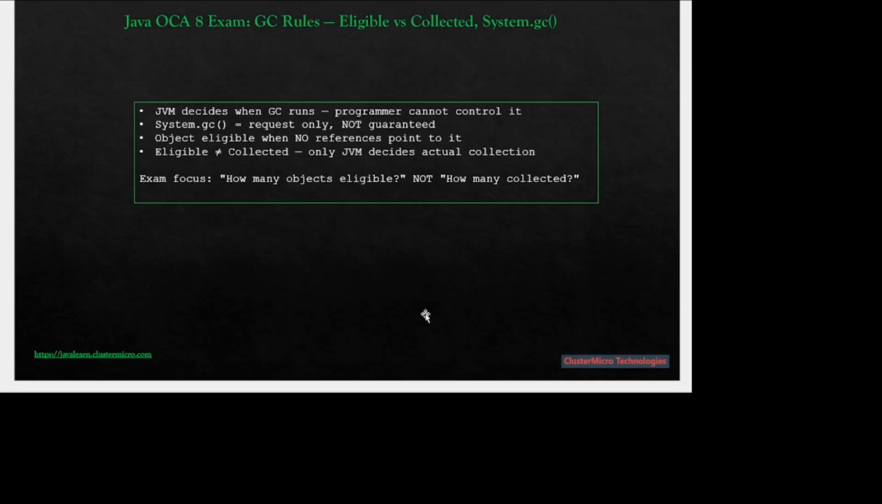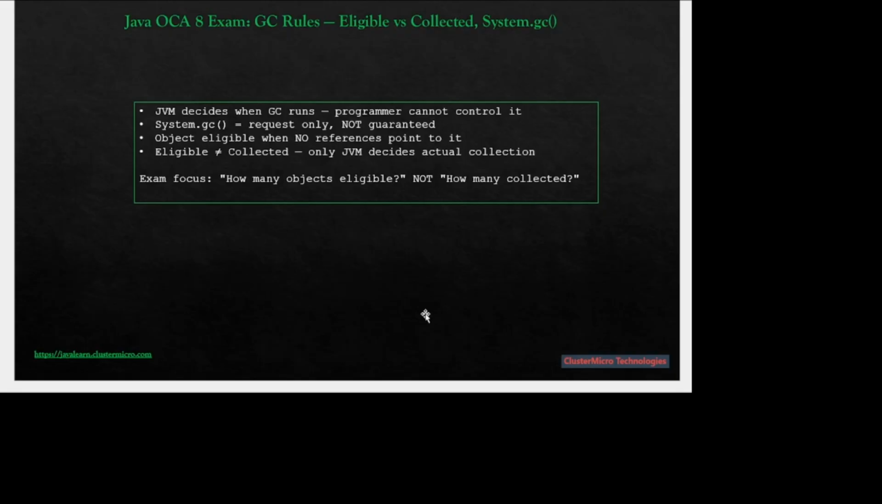Rule number 2: System.gc is a request, not a command. Yes, Java gives you a method called System.gc. You can call it as a request for garbage collection, but the JVM is free to ignore it completely. There is no guarantee. The exam loves asking what System.gc does. The answer is it suggests garbage collection, nothing else.